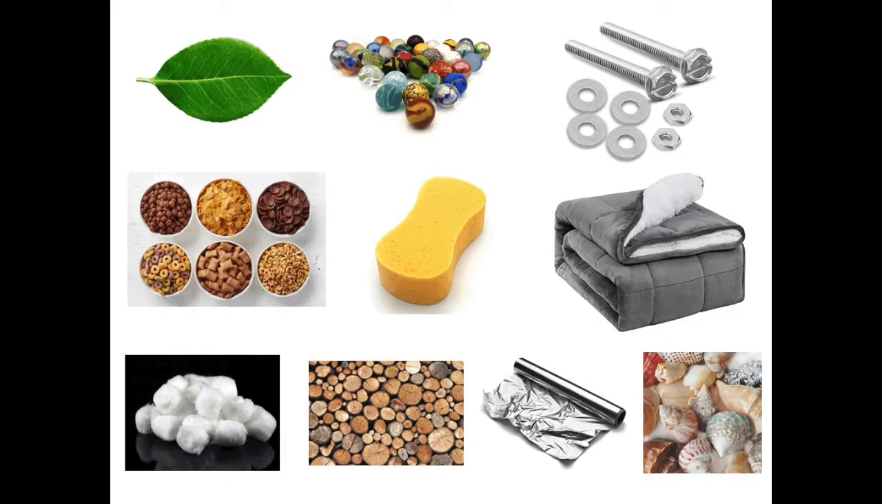Activity. Gather some everyday items with different textures. For example, leaves, marbles, nuts and bolts, cereal, a sponge, a blanket, cotton balls, wood, aluminium foil, shells. Feel each object and then try to think of a word to describe its texture.